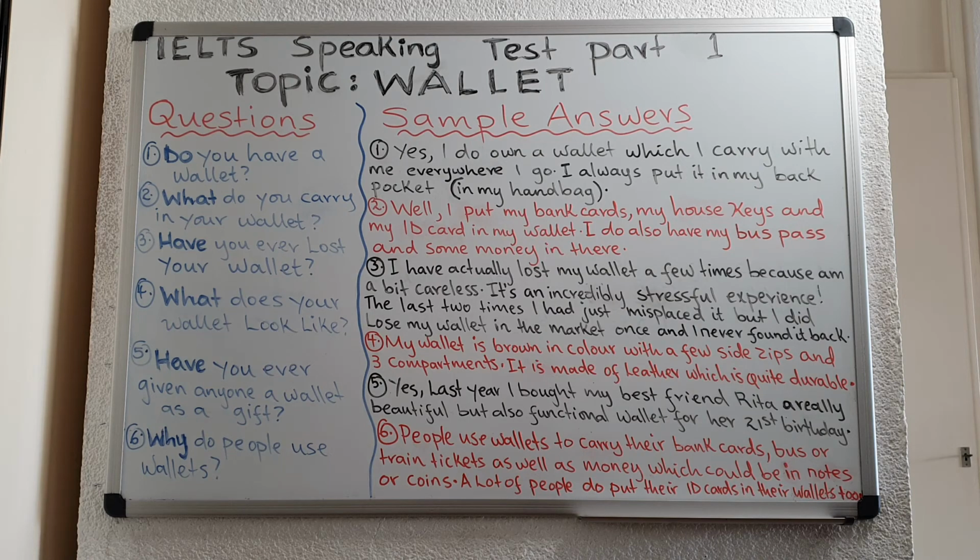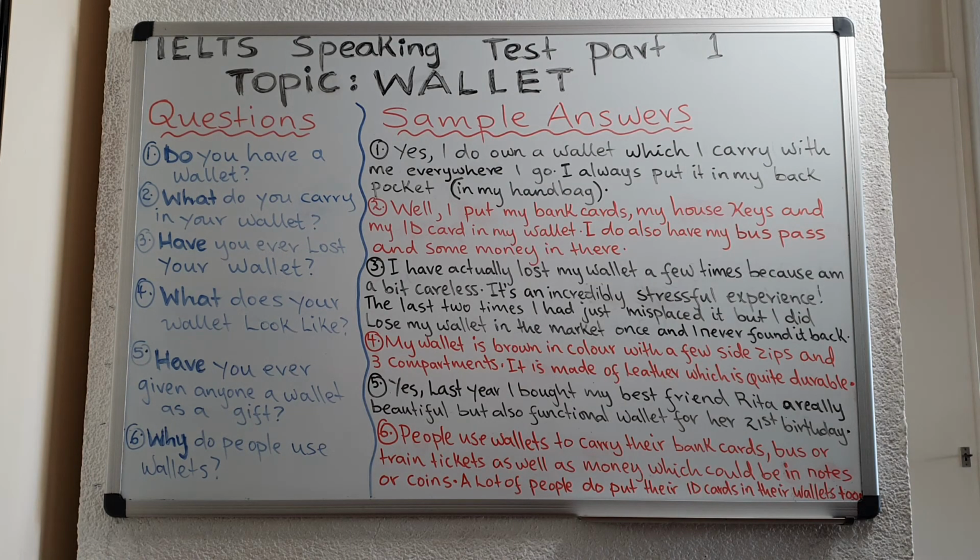So in that answer, I explained to the examiner all the reasons as to why people use wallets. People use wallets, 1, to carry their bank cards, okay? 2, to carry their bus or their train tickets. But also money, which could be in notes. Now, a note is money that is in paper form. And then you have money that is in the form of coins.